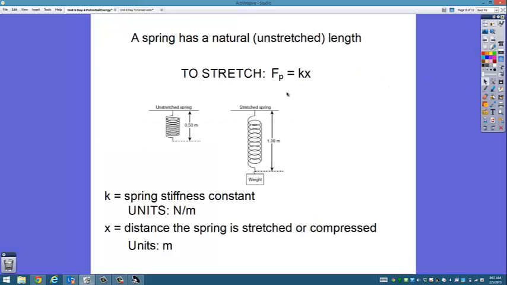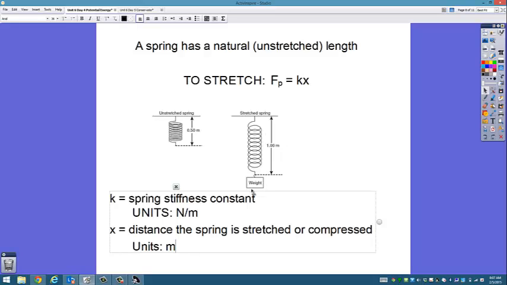Okay, with the spring, what we have to worry about is the fact that springs, when you set them down by themselves, are going to have a normal amount that they're going to stretch. So we call this the relaxed length.